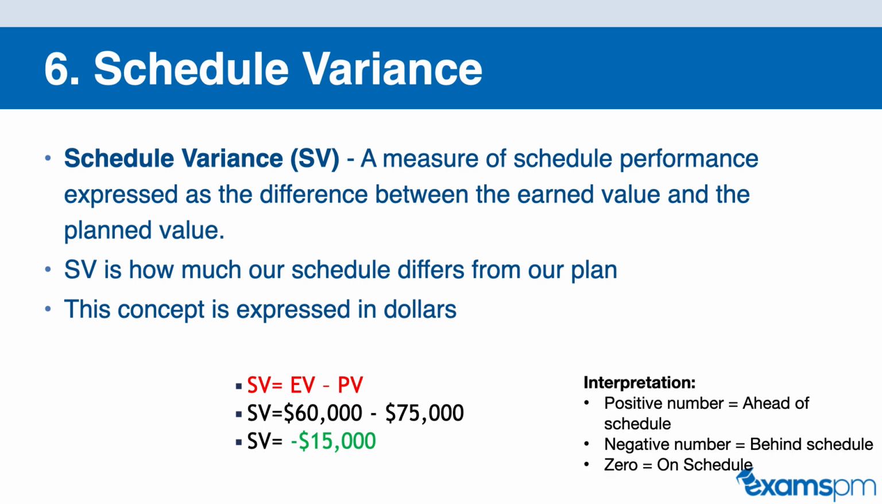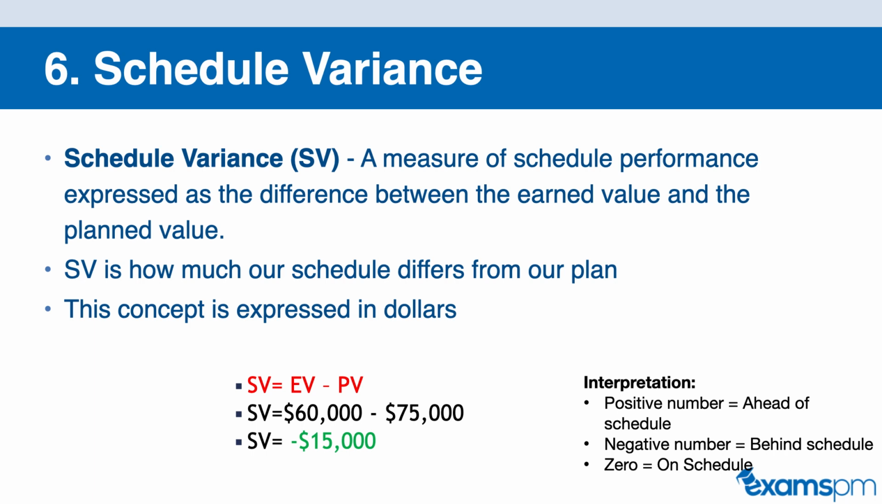The interpretation for schedule variance is that if it is a positive number, then you are ahead of schedule. If it is a negative number, then you are behind schedule. And if it is 0, that means that you have done exactly what you planned to do and you are right on schedule. So because our schedule variance in this case is a negative number, this tells us that we are behind schedule.